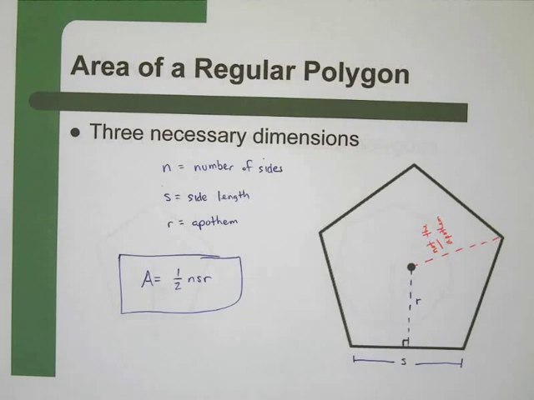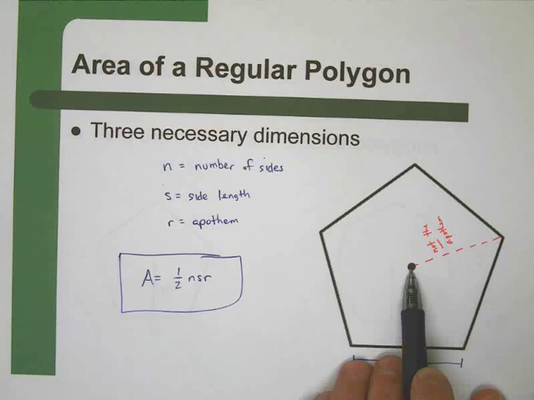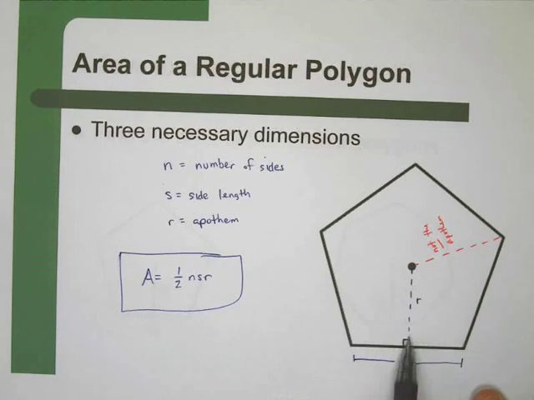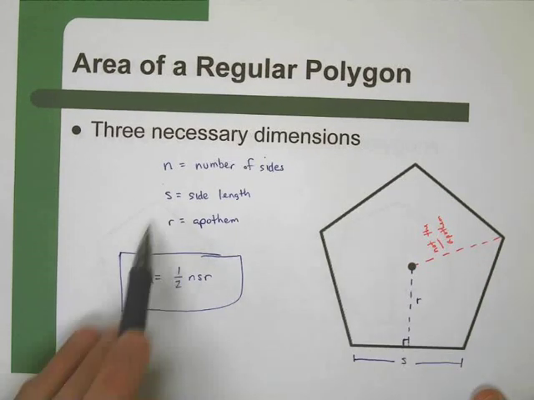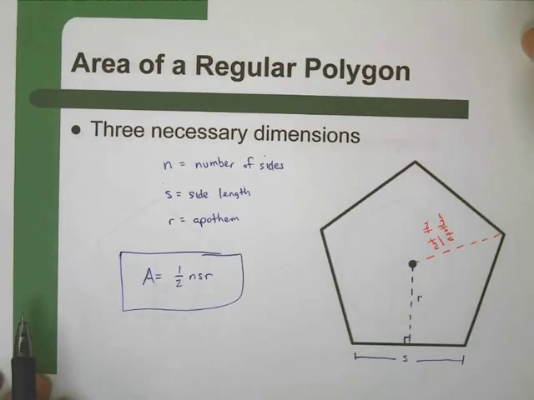If I remember that n is the number of sides, s is the side length, and r is the apothem length, remember that the apothem is drawn to a right angle. That is extremely important. This is not the apothem. That's drawn to a corner. If I take 1/2 n s r, that is the formula for the area of a regular polygon.